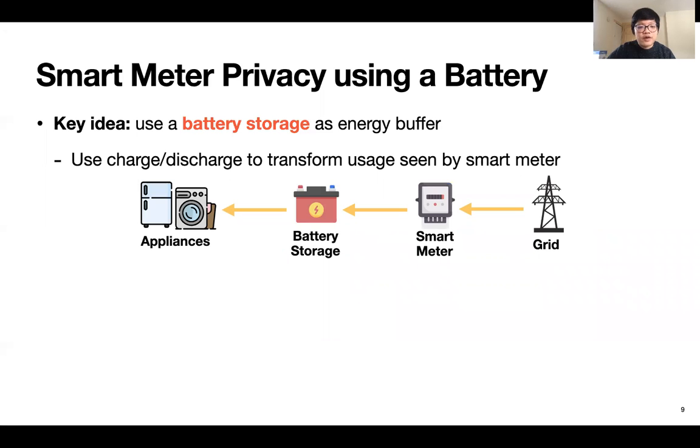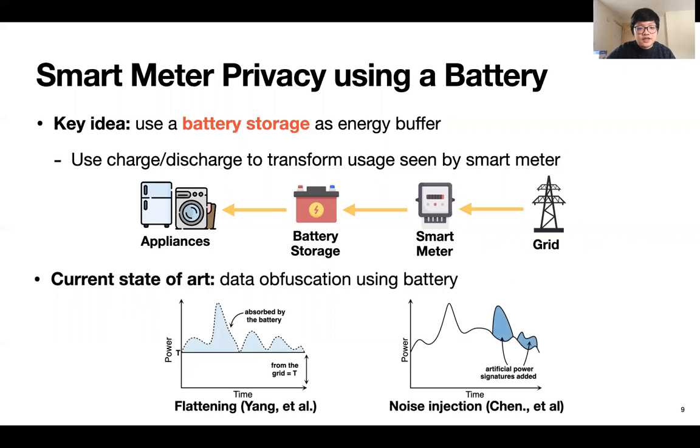To prevent privacy leakage from smart meter, one of the popular approaches is to use battery. The key idea is to use energy storage to transform usage seen by the smart meter. And the current state of the art is to use battery to perform data obfuscation. There are two popular techniques. The first one is called flattening. So this technique tries to maintain the load at a certain threshold by charging and discharging the battery.